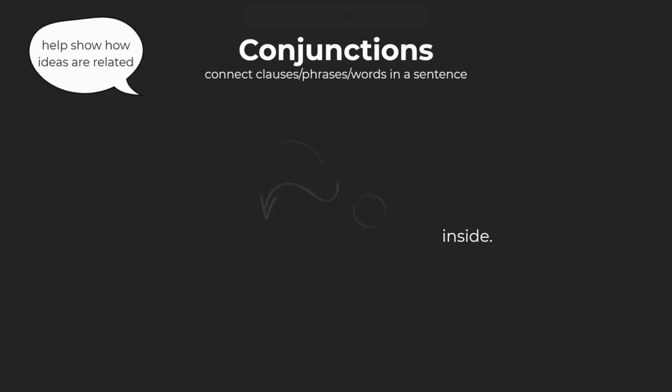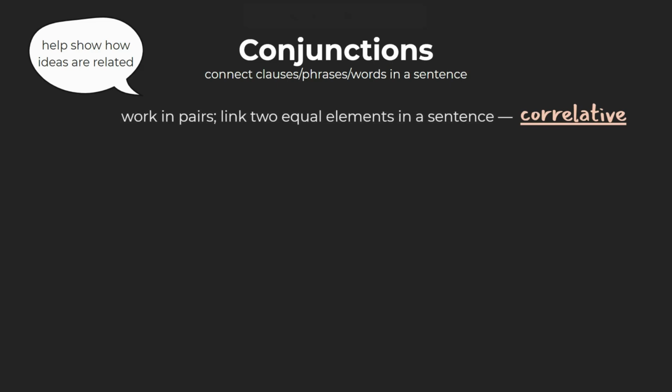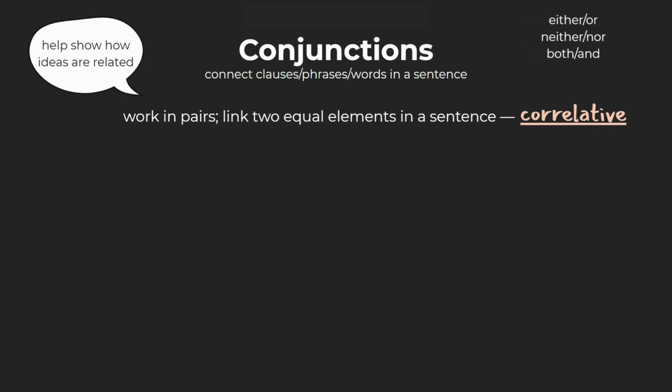And lastly, we have correlative conjunctions. Correlative conjunctions work in pairs, linking two equal elements in a sentence. These pairs of conjunctions include either or, neither nor, both and, not only but also, and whether or. Let's take a look at some examples.